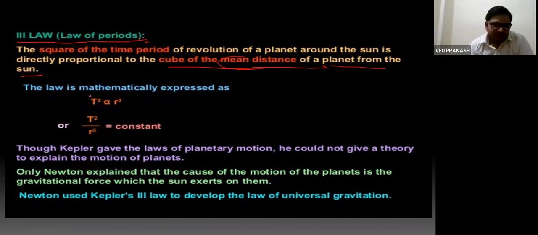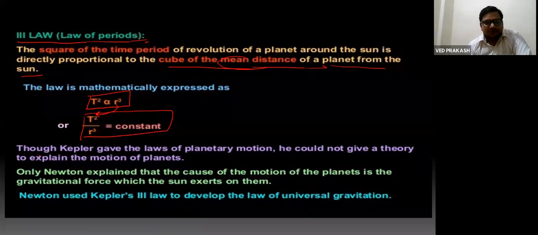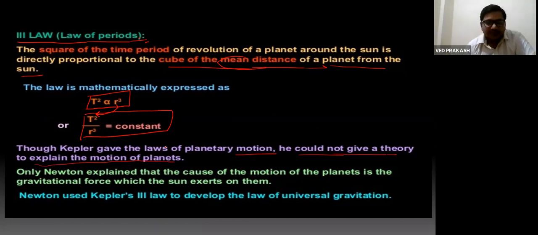So the square of the time period is directly proportional to the cube of the mean distance between the planet and the Sun. So if you divide T square by r cube, it will become a constant. So we can say that T square by r cube equals a constant. So Kepler gave the laws of planetary motion. He could not give a theory to explain the motion of the planets, why planets revolve in elliptical paths.